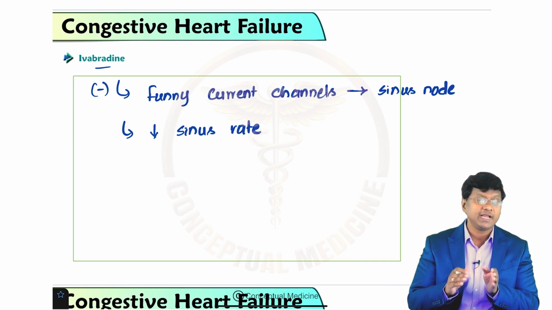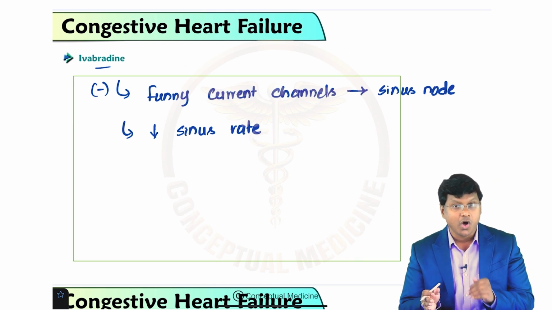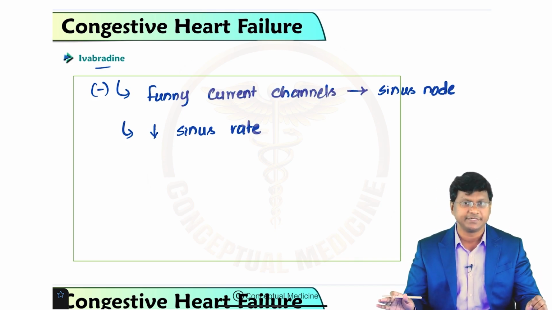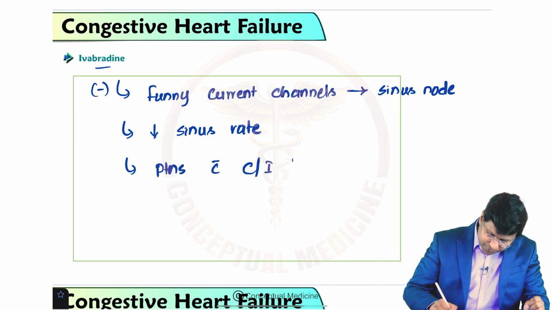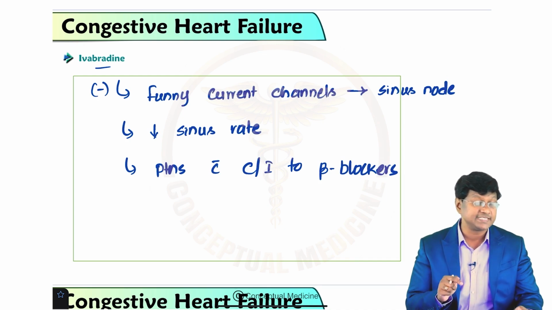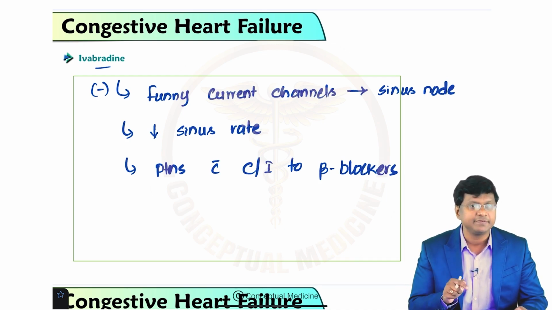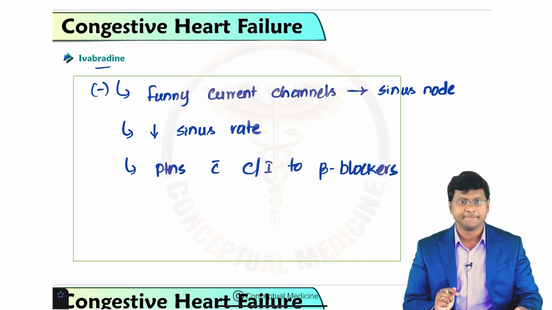So in those who are taking the maximally tolerated dose of beta blockers, or in patients in whom beta blockers are contraindicated, you can give this ivabradine. Okay, so this is given in patients with contraindication to beta blockers. That is the importance of ivabradine, but this ivabradine is given only when there is sinus tachycardia.